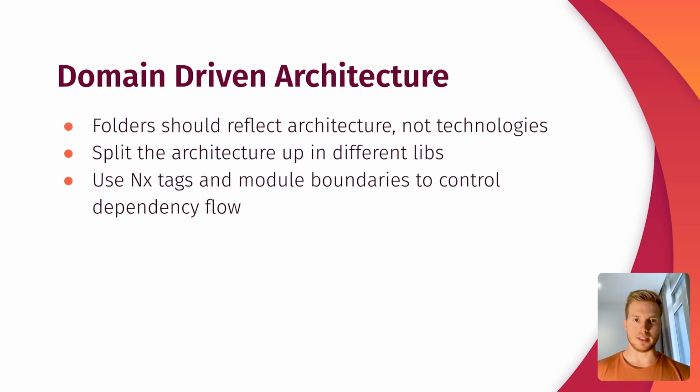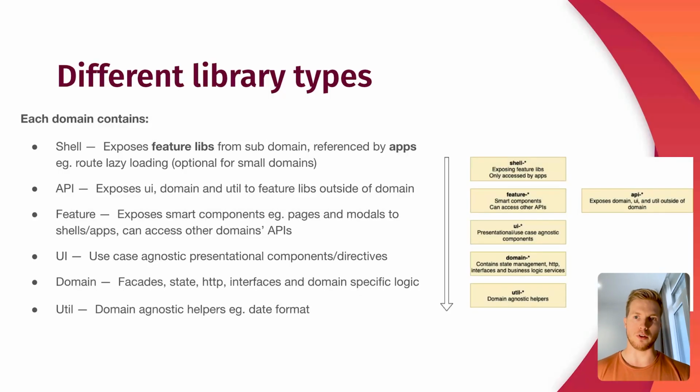And you can use NX tags and module boundaries, ESLint rules to control the dependency flow here. So you make sure you don't have any cyclic dependencies, and you can also control a one-way dependency flow between different layers. Like for example, we know from an onion architecture, mostly in traditional backend development.